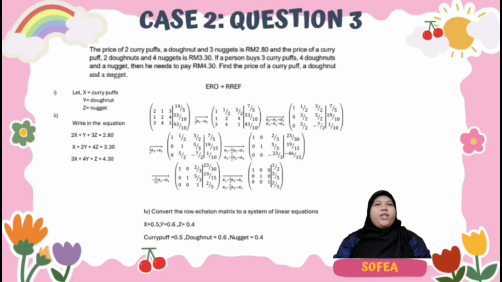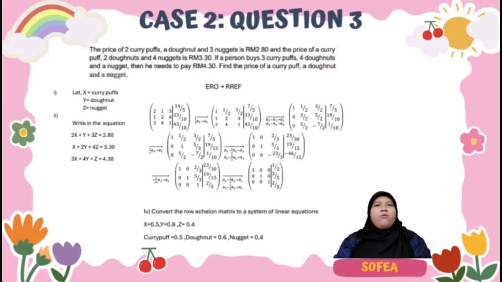Okay, for case 2 question 3, the price of 2 curry puffs, a donut and a nugget is RM2.18, and the price for a curry puff, 2 donuts and 4 nuggets is RM30.30. If a person buys 3 curry puffs, 4 donuts and a nugget, then he needs to pay RM4.30. Find the price of a curry puff, a donut and a nugget.